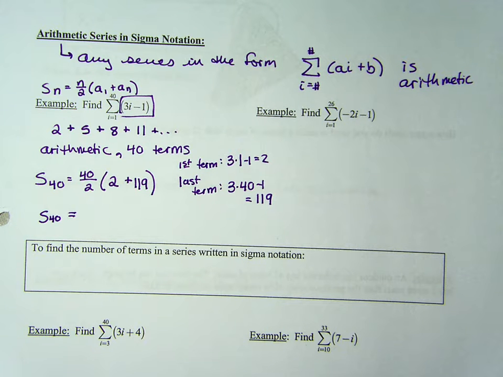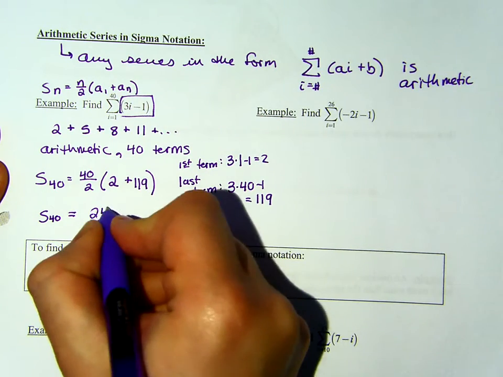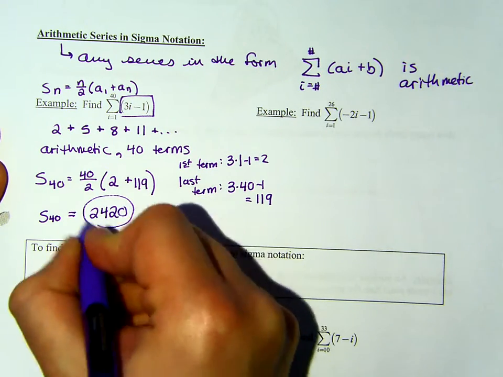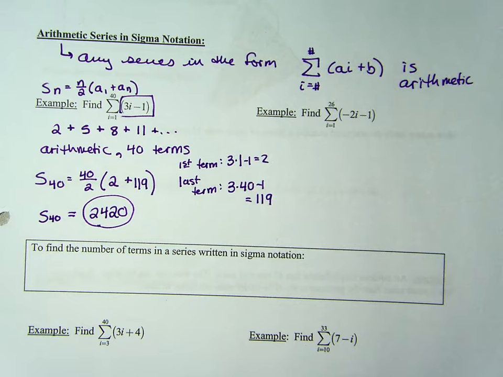I have a rather large number. Marissa, do you have an answer? 2,420. Yep. Our arithmetic series works for series written in sigma notation as well, as long as the series is arithmetic. And we're just using the formula in a slightly different way. We're getting the last term in a different way by just plugging into the formula we see.